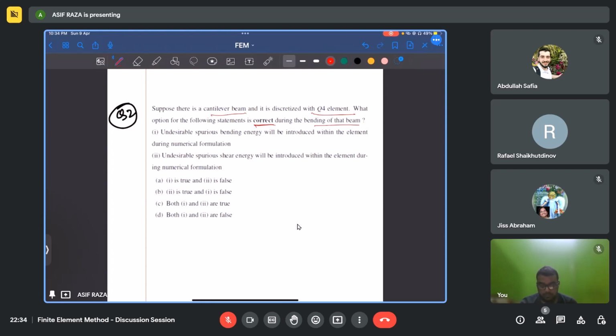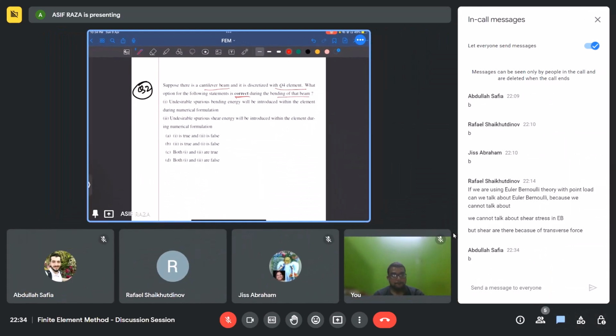The options are: first, the first statement is true but the second is false. Second, the second is true but the first is false. Third, both statements are true. And fourth, both statements are false. So, guesses? Abdullah has given answer option B.